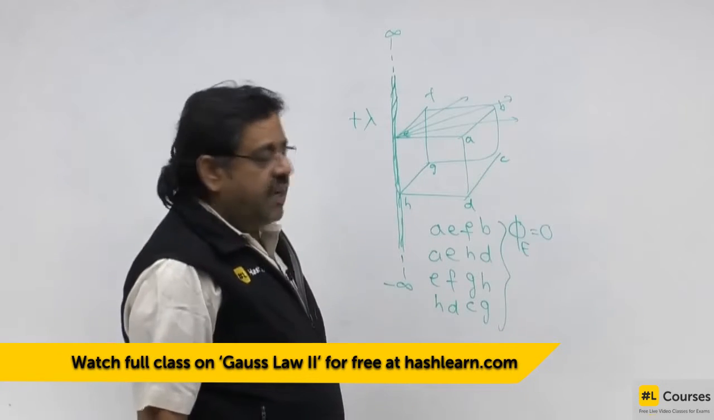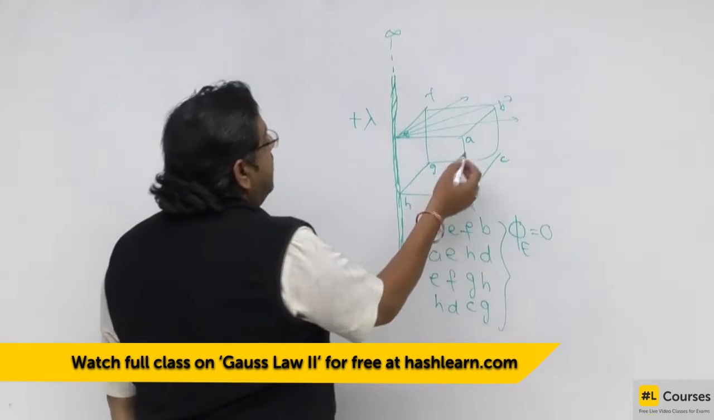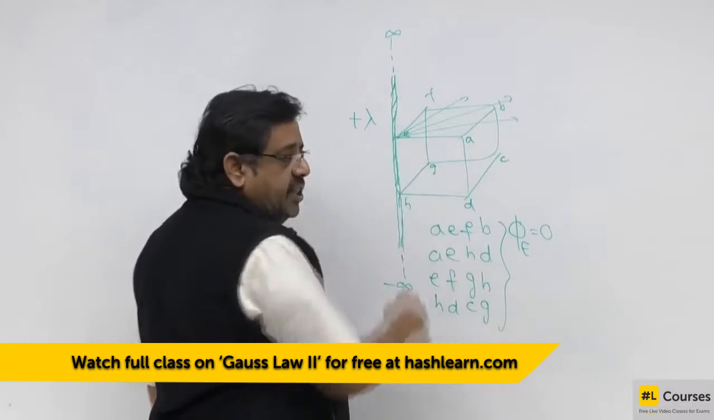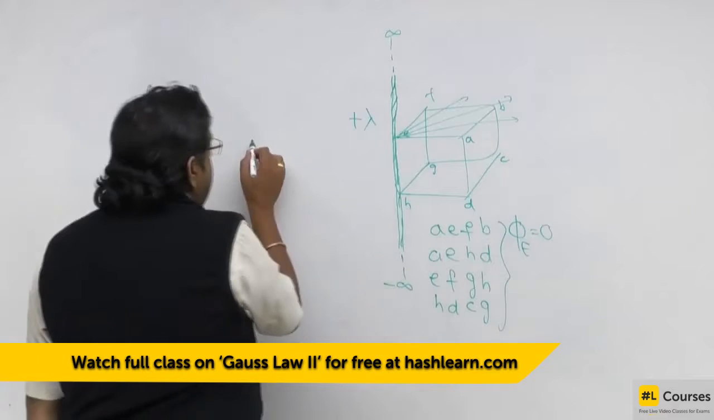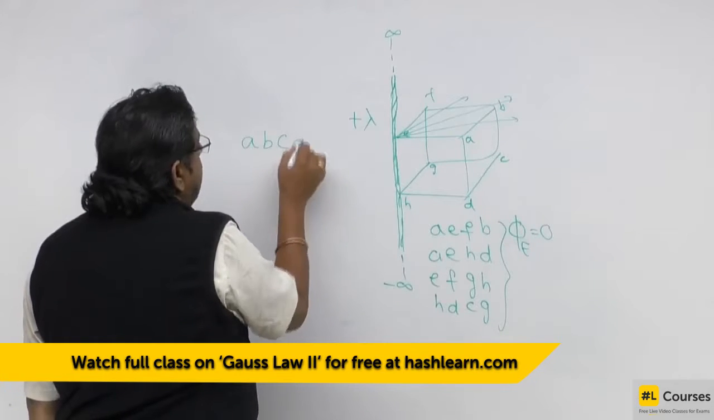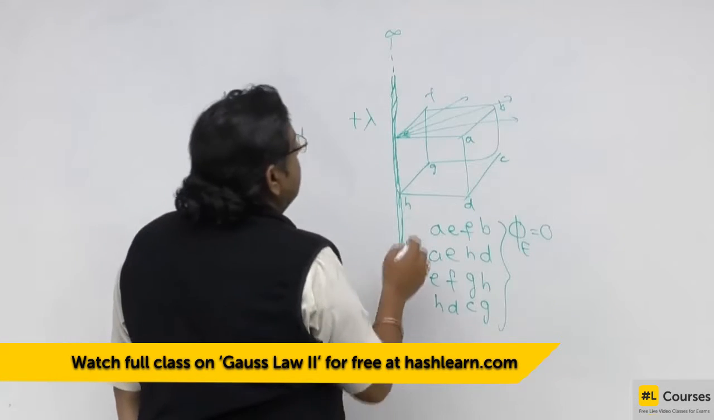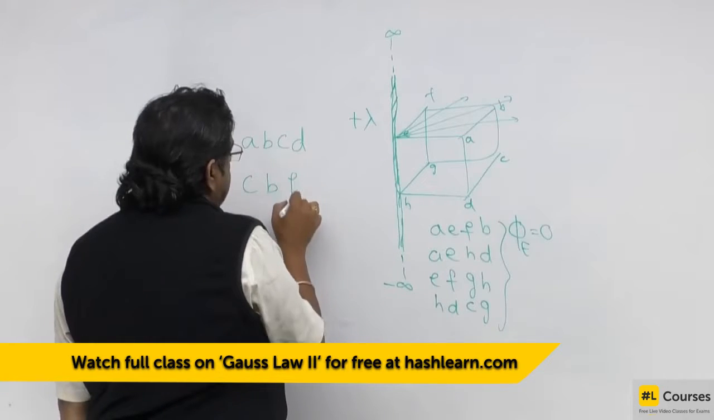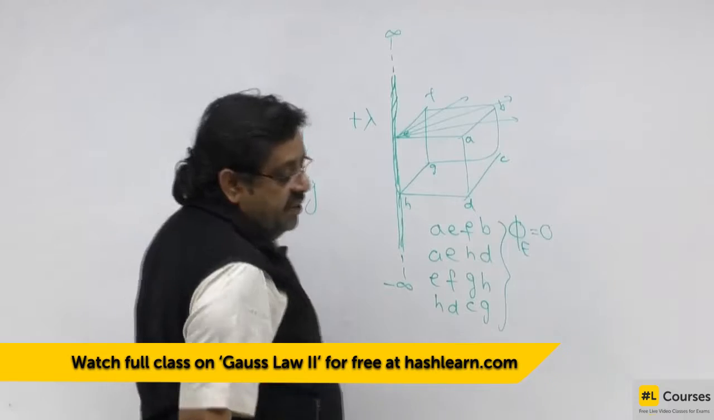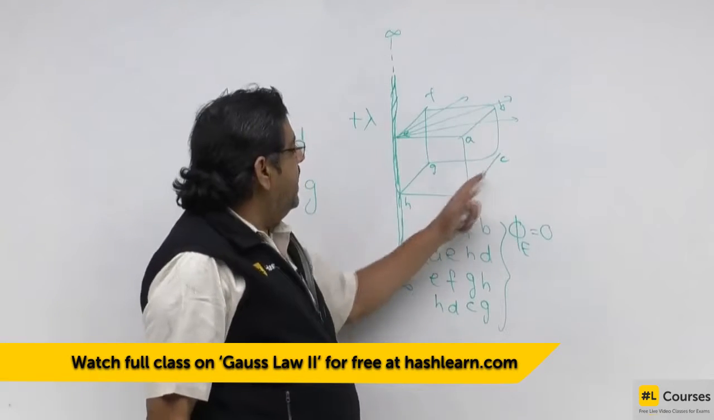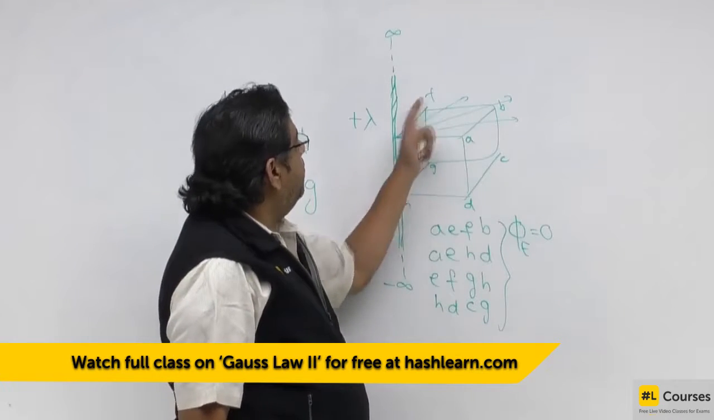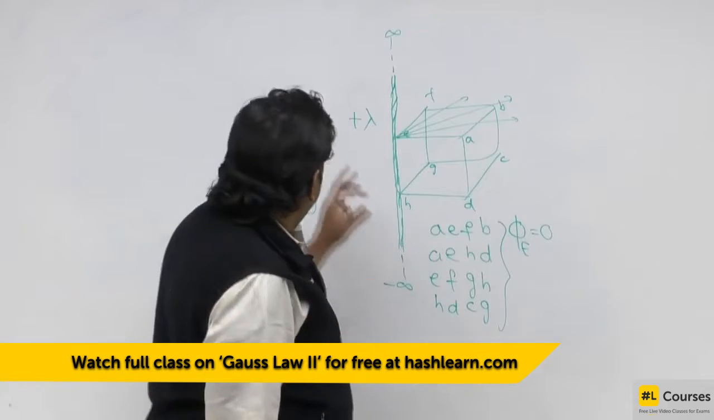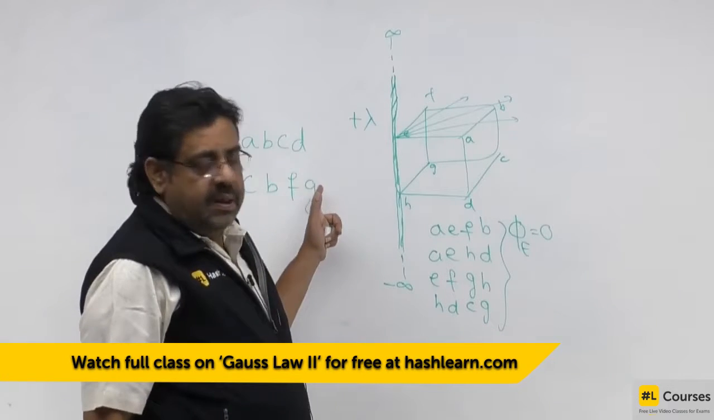And there are two surfaces which are not touching this wire. One is A, B, C, D, it is not touching the wire. The second one is C, B, F, G. So, this is A, B, C, D and C, B, F, G. Now, the total flux is through them only.